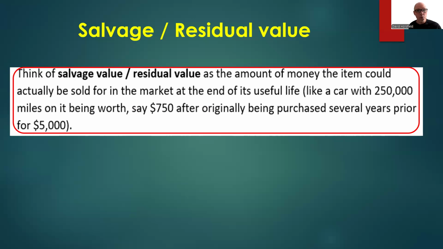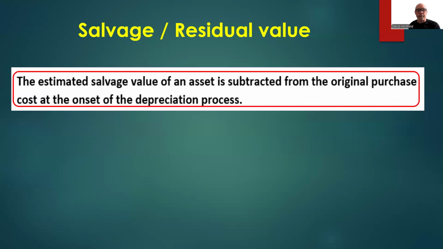Like a car with 250,000 miles on it being worth, somebody's going to offer you $750 after you originally purchased it years ago for $5,000. We know that a car loses value over time. One little caveat is we're going to use an accounting estimation rather than what we think somebody would give us. And we're not going to negotiate with people in the market to come up with, give me $1,000 versus $750. But the concept still applies. Think of somebody dragging away that junker car at the end of its useful life.